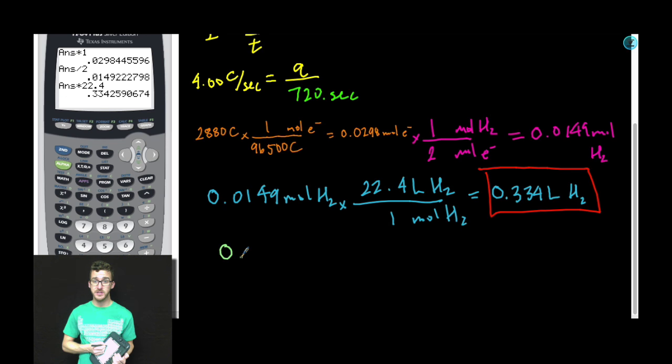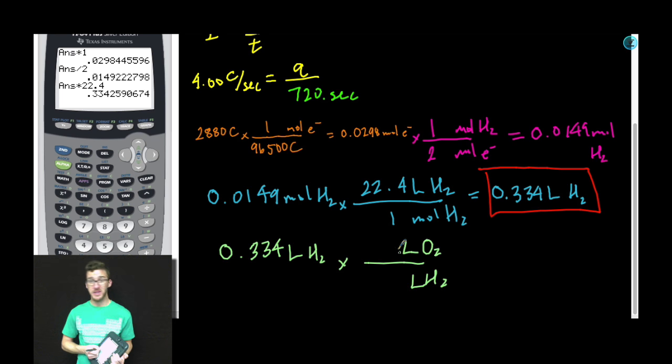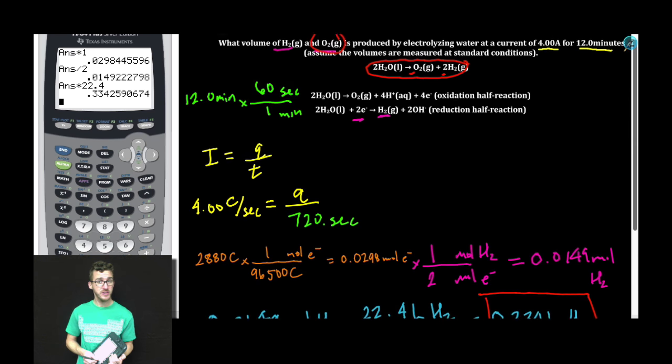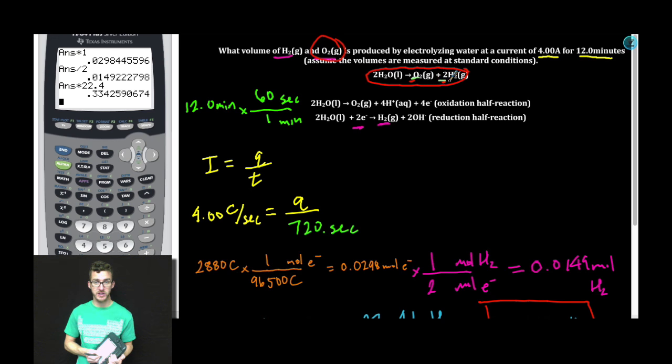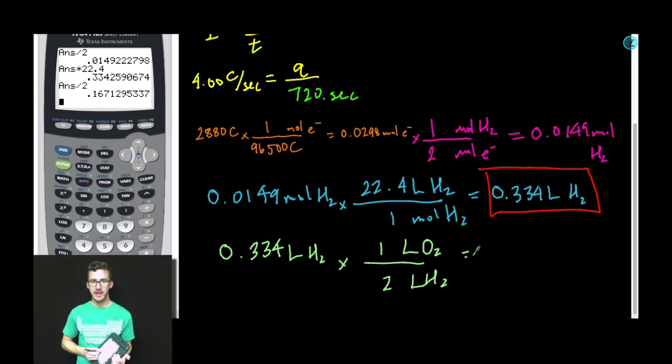So if I have 0.334 liters of hydrogen gas, because they're both gases measured under the same conditions, I can just use the coefficients in the balanced chemical equation. 1 to 2. We get 0.167 liters of O2 gas generated. Boom! Now we are completely done.